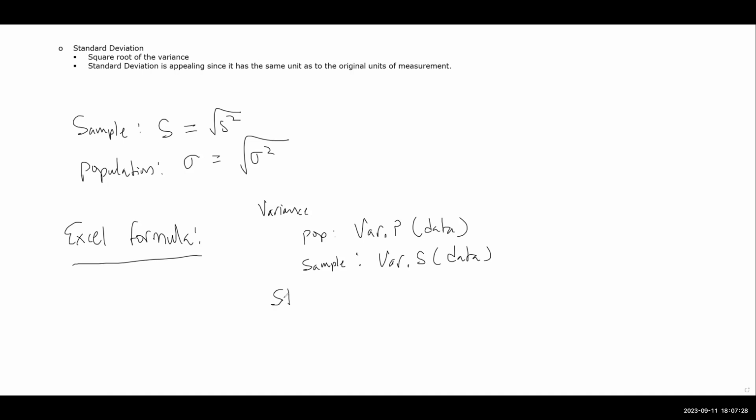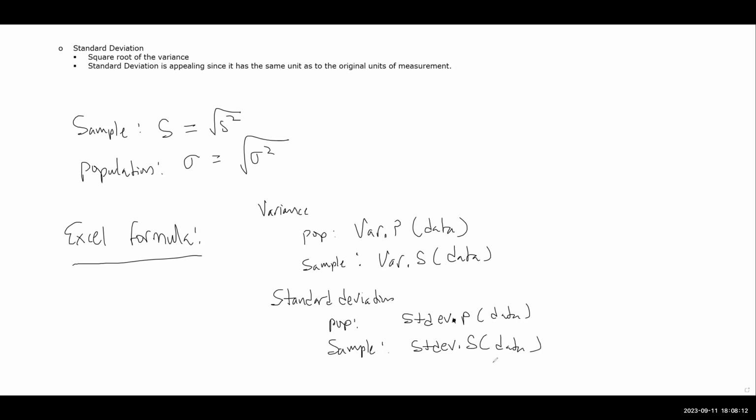And then standard deviation, population. Oops, I gave you the wrong one, getting old. For the standard deviation, it's STDEV.P, and you put the data in. For the sample, STDEV.S, and then you put the data in. Okay. So those are the formulas.